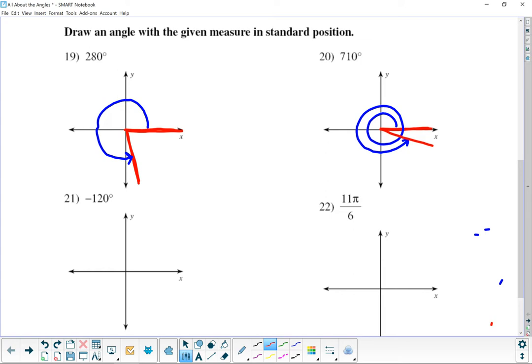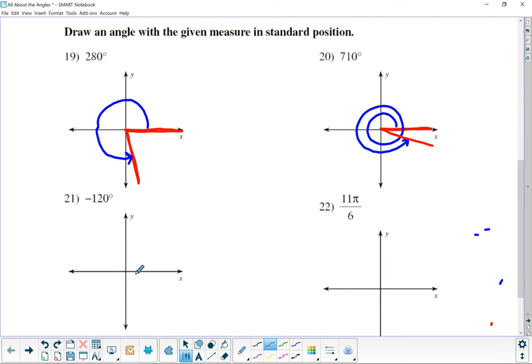Okay. This is negative 120. And just a quick note, this may not be exact, but it is pretty close. So you don't have to draw exactly 710 degrees or 280 degrees. It's pretty close though.